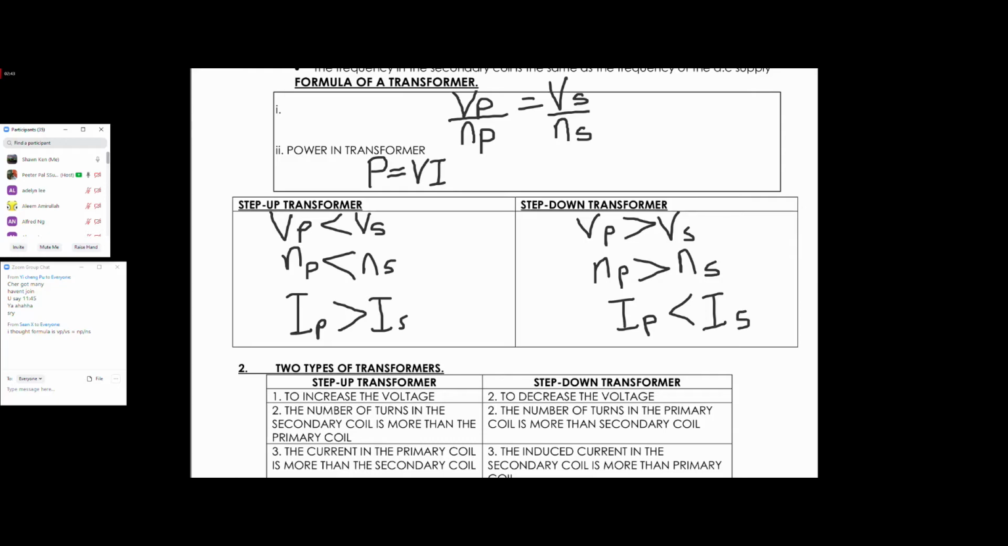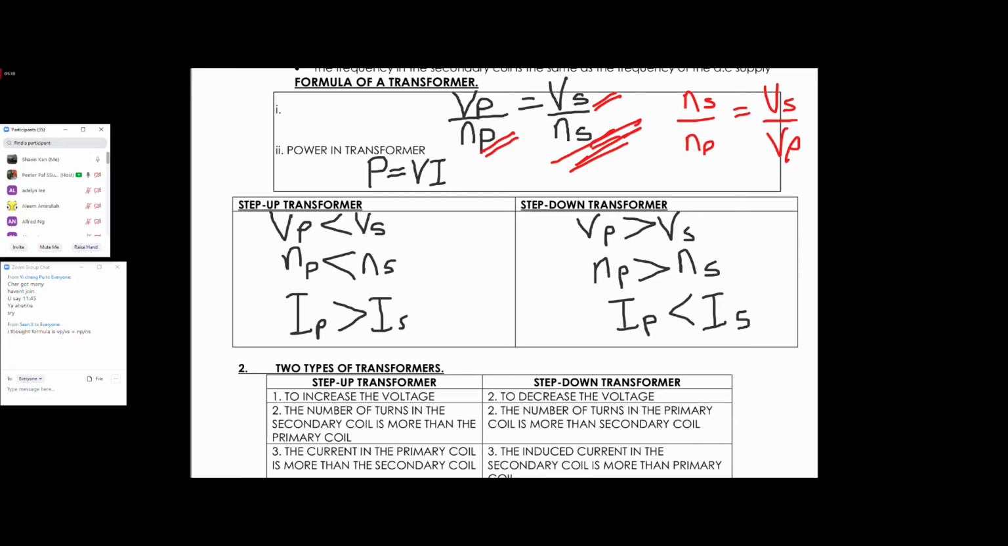Okay, this is how the transformer formula works. First thing we must know: voltage of primary over number of turns of primary equals voltage of secondary over number of turns of secondary. Same thing, see here: NS over NP equals VS over VP. Same formula, just that I like to use it like this.